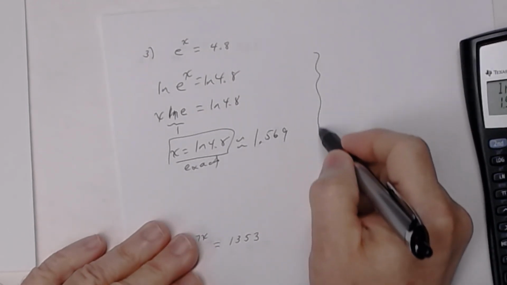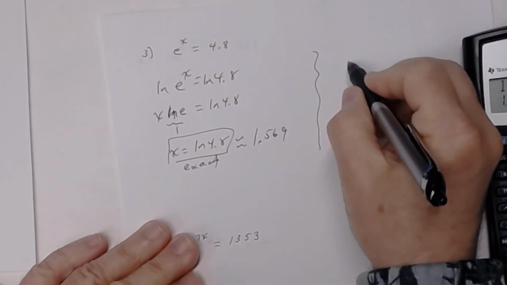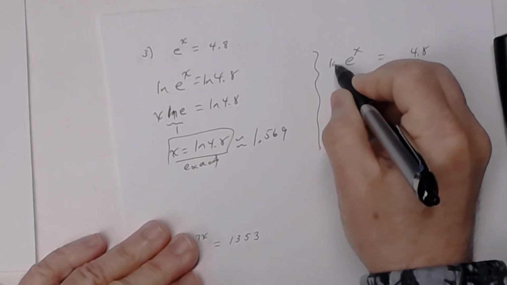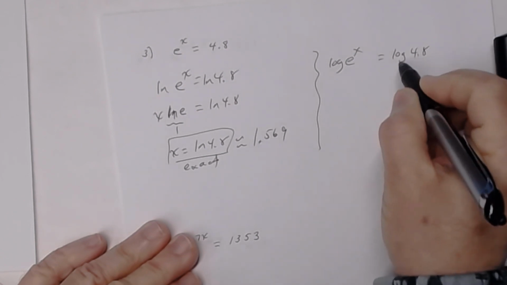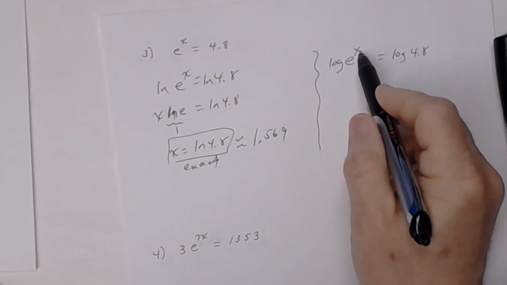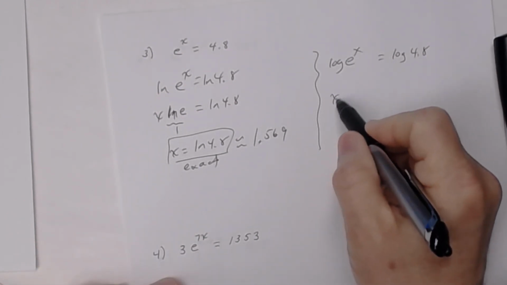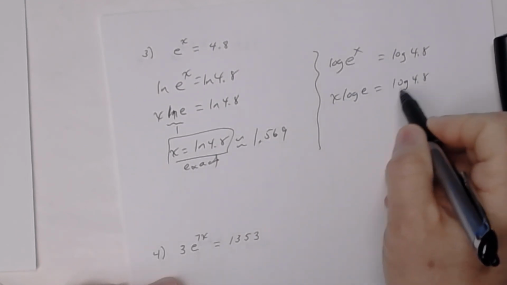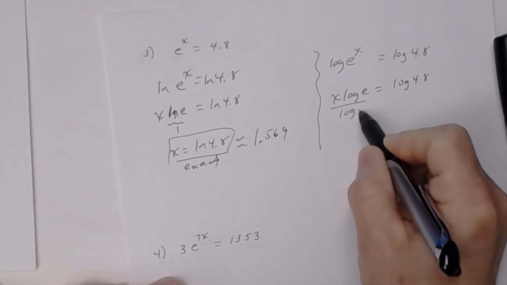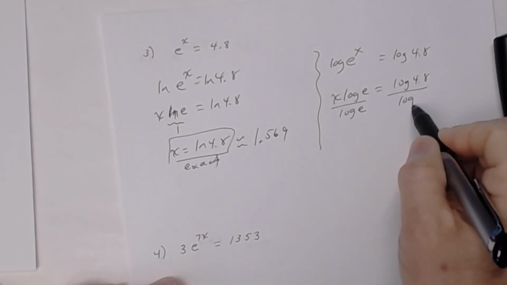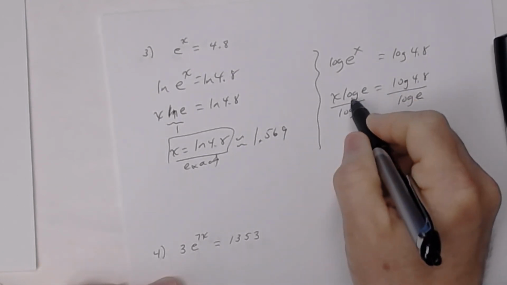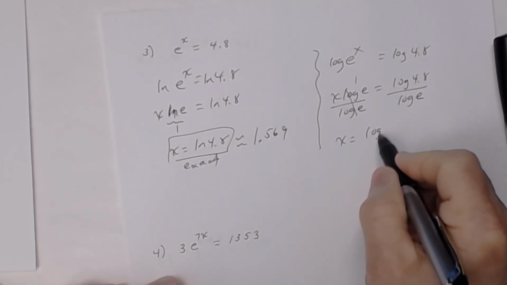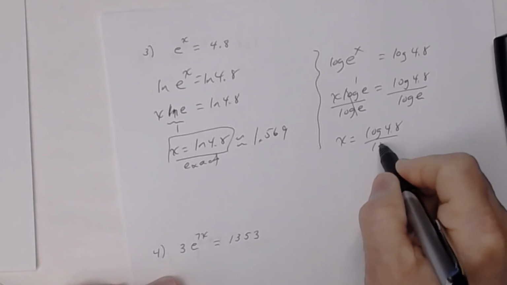All right. So if you had taken the log of both sides, you would have said x times the log of e equal the log of 4.8. And then dividing both sides by the log of e, just like that. The log of e's divide out, so you get x equals the log of 4.8 divided by the log of e.